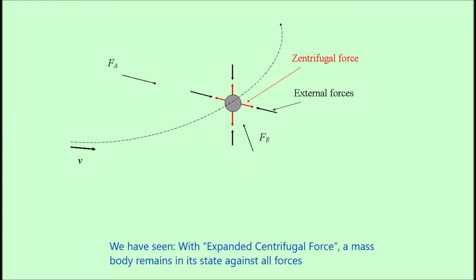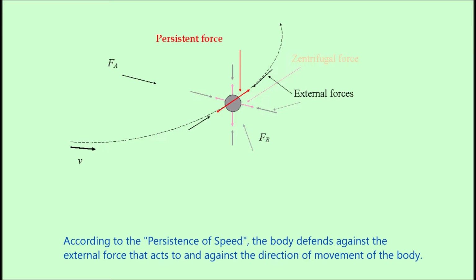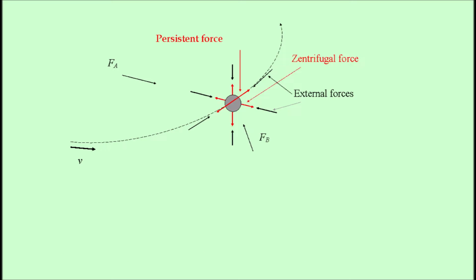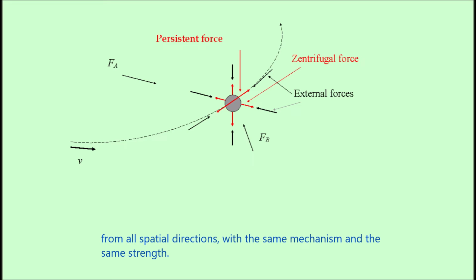We have seen, with expanded centrifugal force, a mass body remains in its state against all forces that influence its direction of movement perpendicularly. According to the persistence of speed, the body defends against the external force that acts to and against the direction of movement of the body. Both together encompass three dimensions of spatial directions in which the moving body remains in its states against all external forces from all spatial directions, with the same mechanism and the same strength.